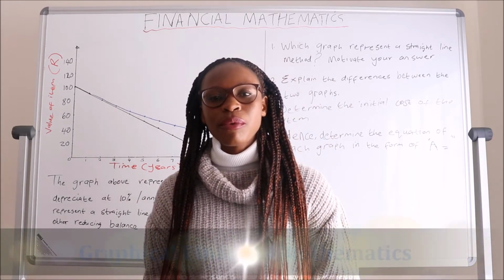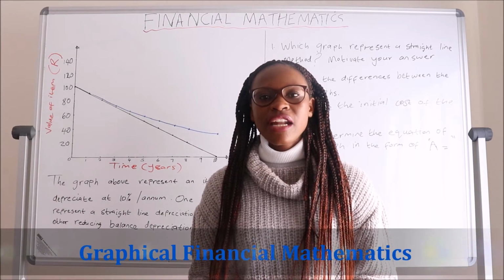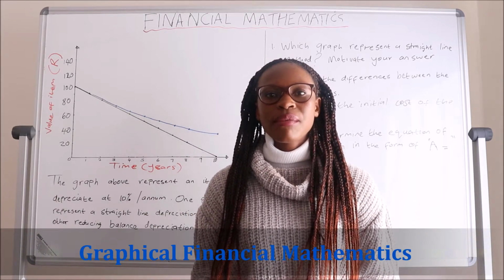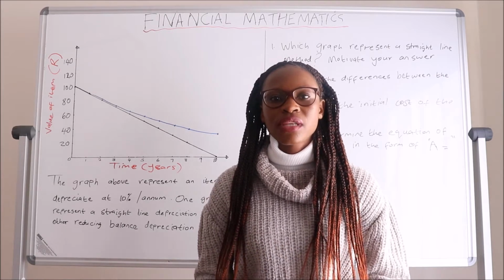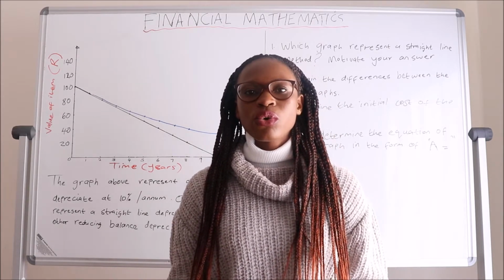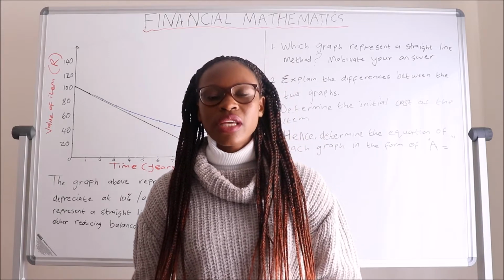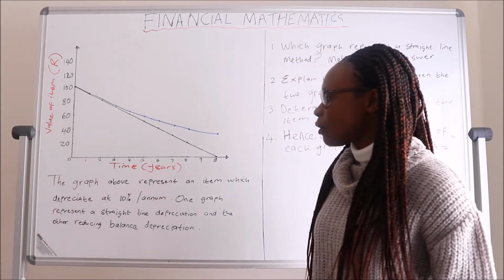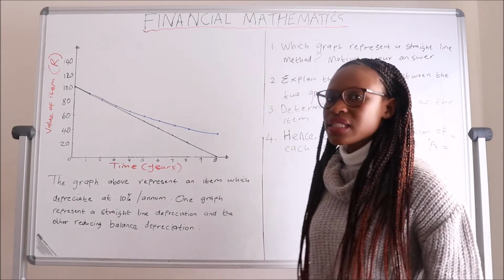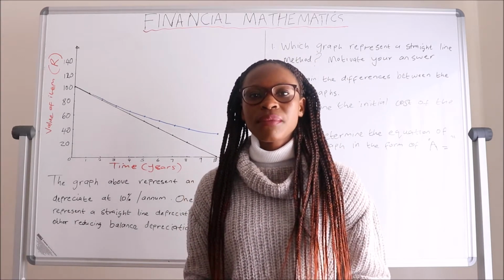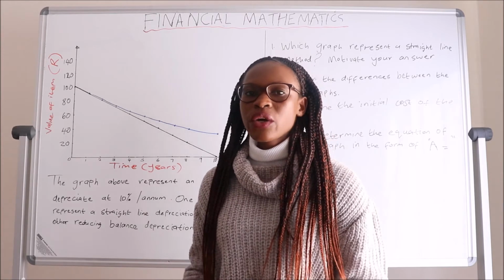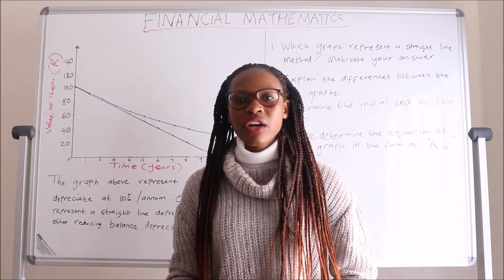Today I'll be taking you through a lesson of financial mathematics in graphical format. In the previous lesson, I've already introduced you to financial mathematics of simple decay and growth, and also the reducing balance method, which is also known as the compound growth and decay. So today we'll go straight into a question and see how to apply the simple growth and decay and also the reducing balance method into answering questions when they are represented in graphs.